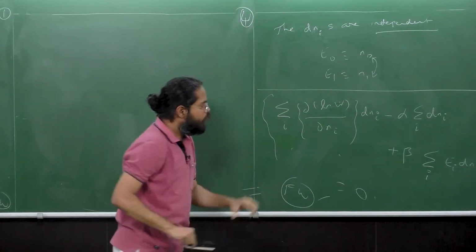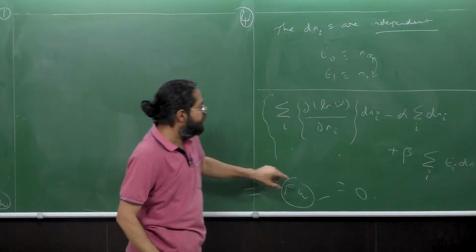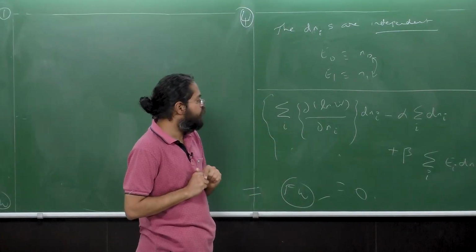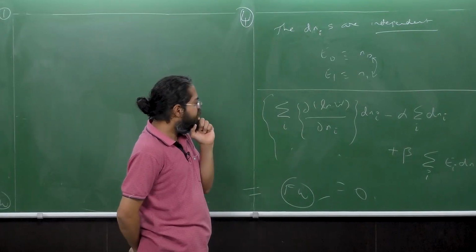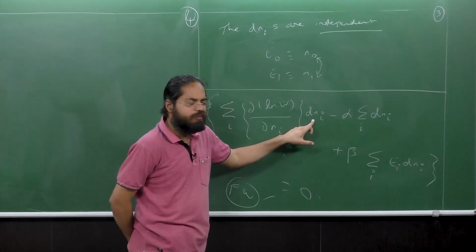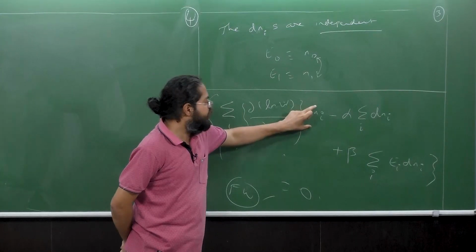Now, look at the expression FW. Okay, I have the expression FW. Now, if I take a look at this, I understand that throughout this, the dNi's, right?